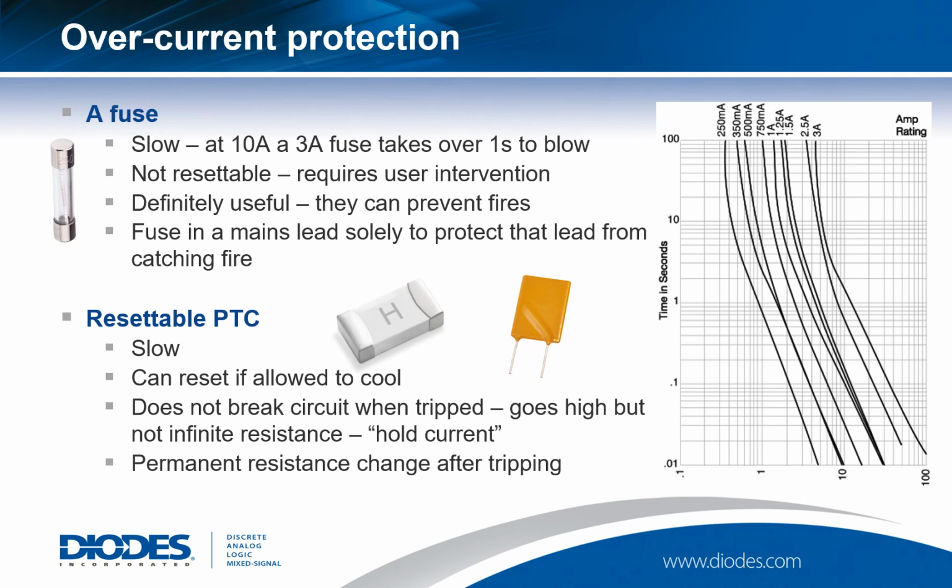There are resettable positive temperature coefficient fuses, which again are somewhat slow to trip, and when they are tripped, they've not actually isolated the circuit. They have a hold current that, although lower than the trip current, still means that power will continue to be dissipated in the circuit that's supposed to be being protected. They can reset if they're allowed to cool, but after they've tripped for the first time, they will suffer a permanent increase in their resistance and thus lowering their trip point for the future.